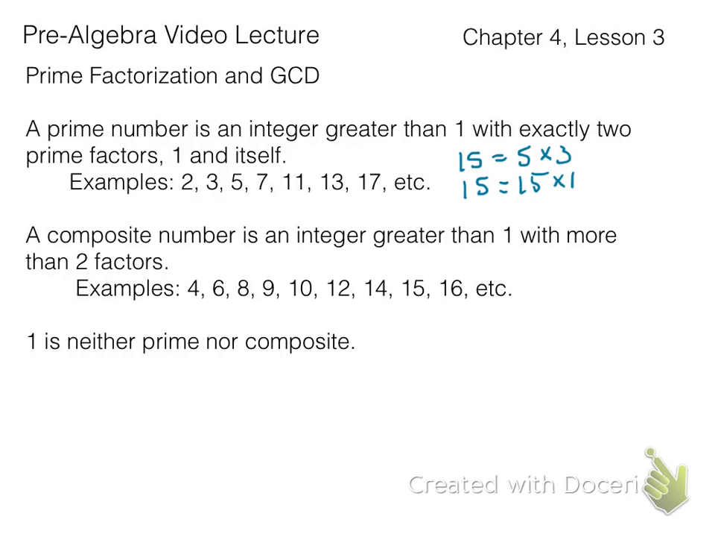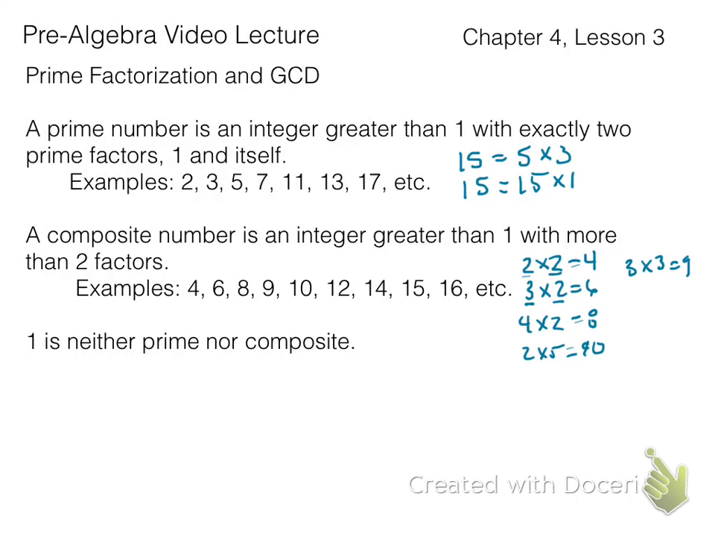All right. A composite number, on the other hand, is an integer greater than 1 with more than 2 factors. So ways that I can get 4 would be 2 times 2. And I could also do 4 times 1. I could do 3 times 2 for 6. So all of these numbers are the factors. All right. And then I've got 4 times 2 equals 8. I can do 2 times 5 for 10. 3 times 3 equals 9.